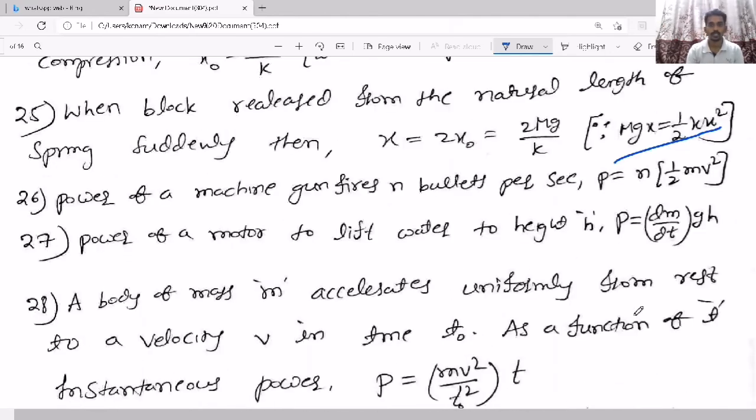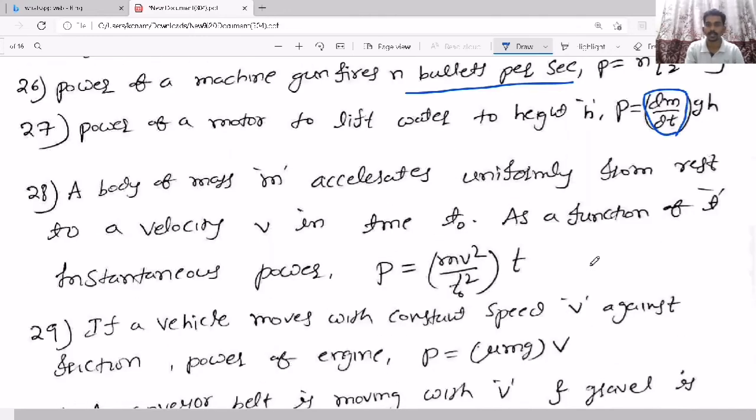And a few questions based on power. Power of a machine gun that fires n bullets per second. One bullet means energy half mv square. N bullets means n into half mv square. And power means total energy by time. Per second means by 1. Power of a motor to lift water to some height h. That means mgh is the work done, by time. So m by t, here I have written as dm by dt, or else you can write simply mgh by t.